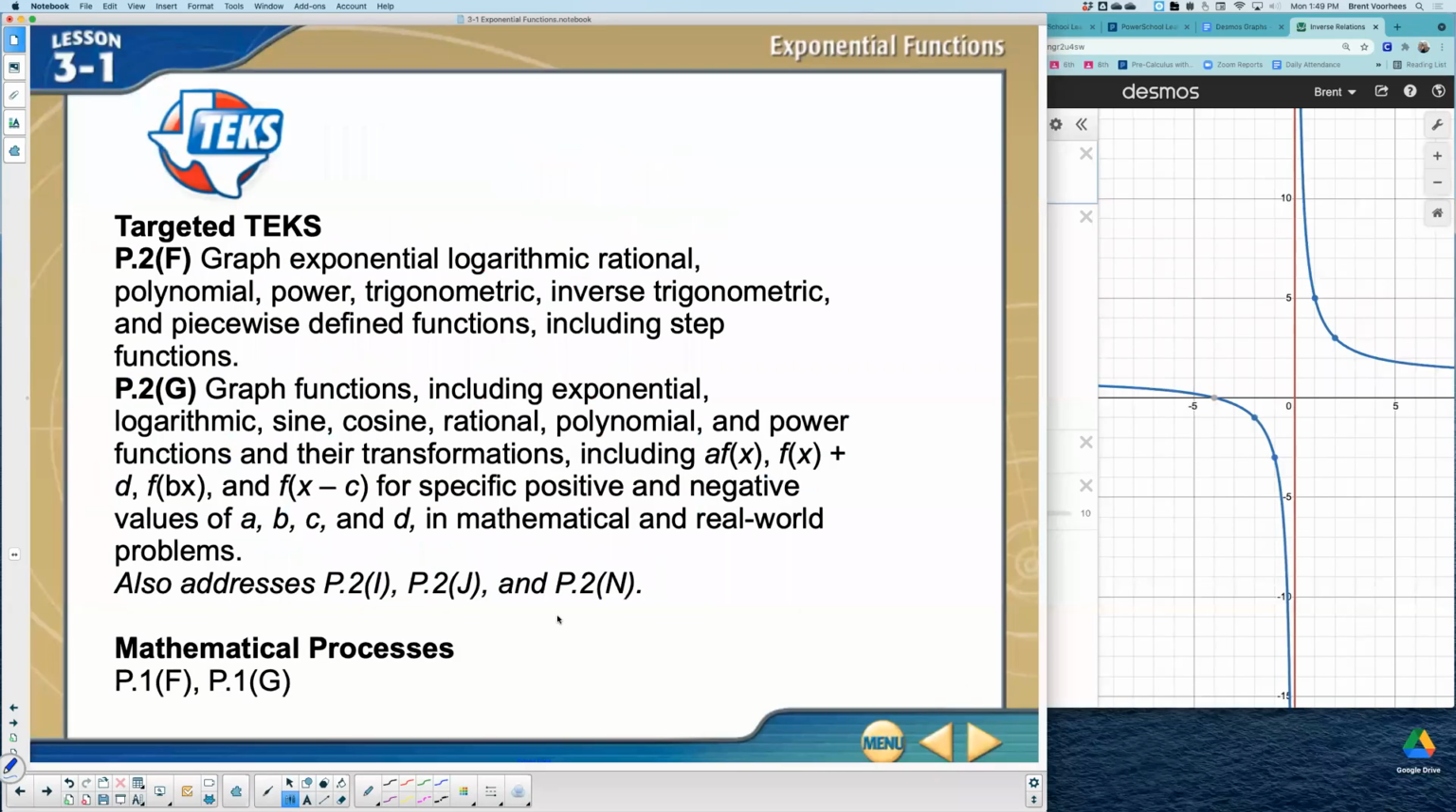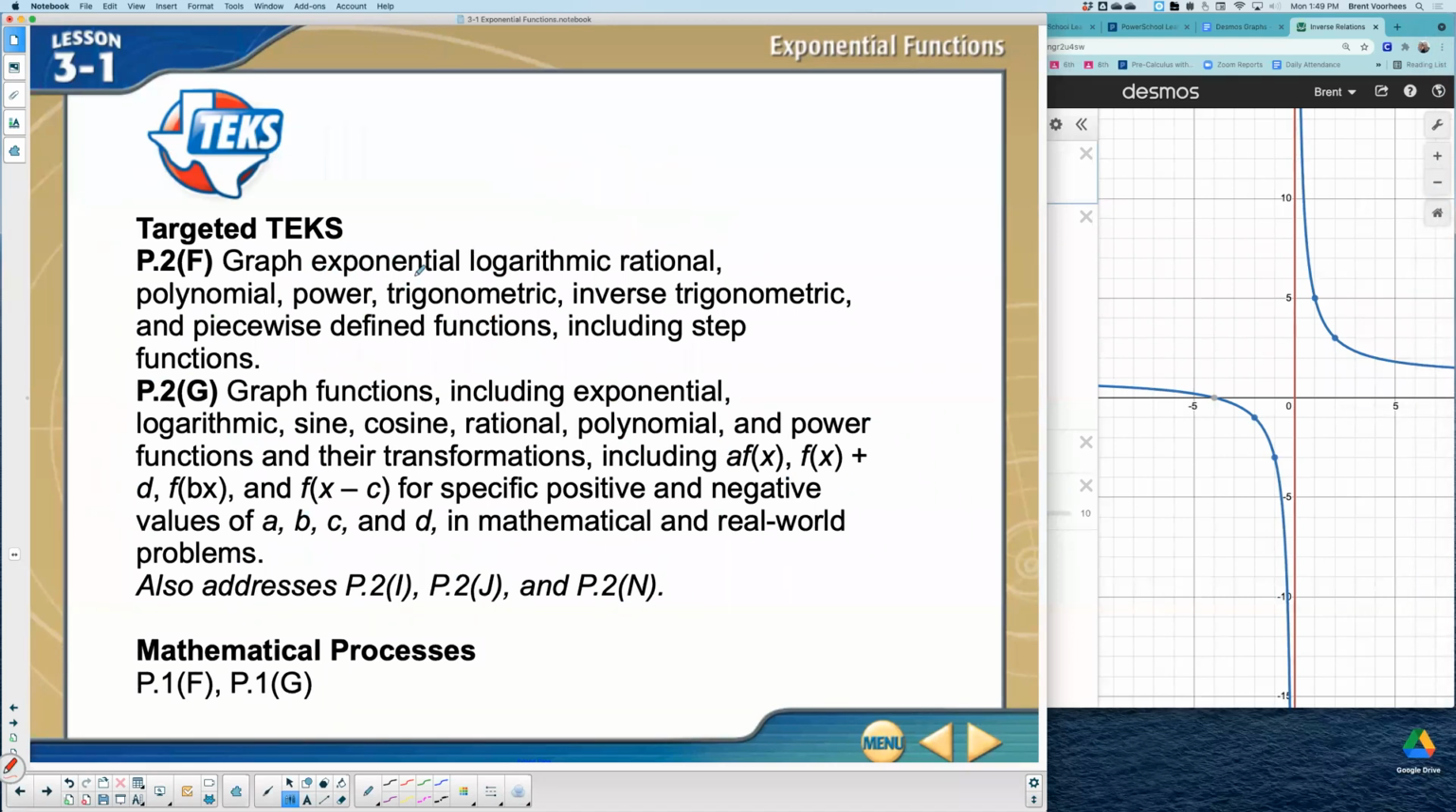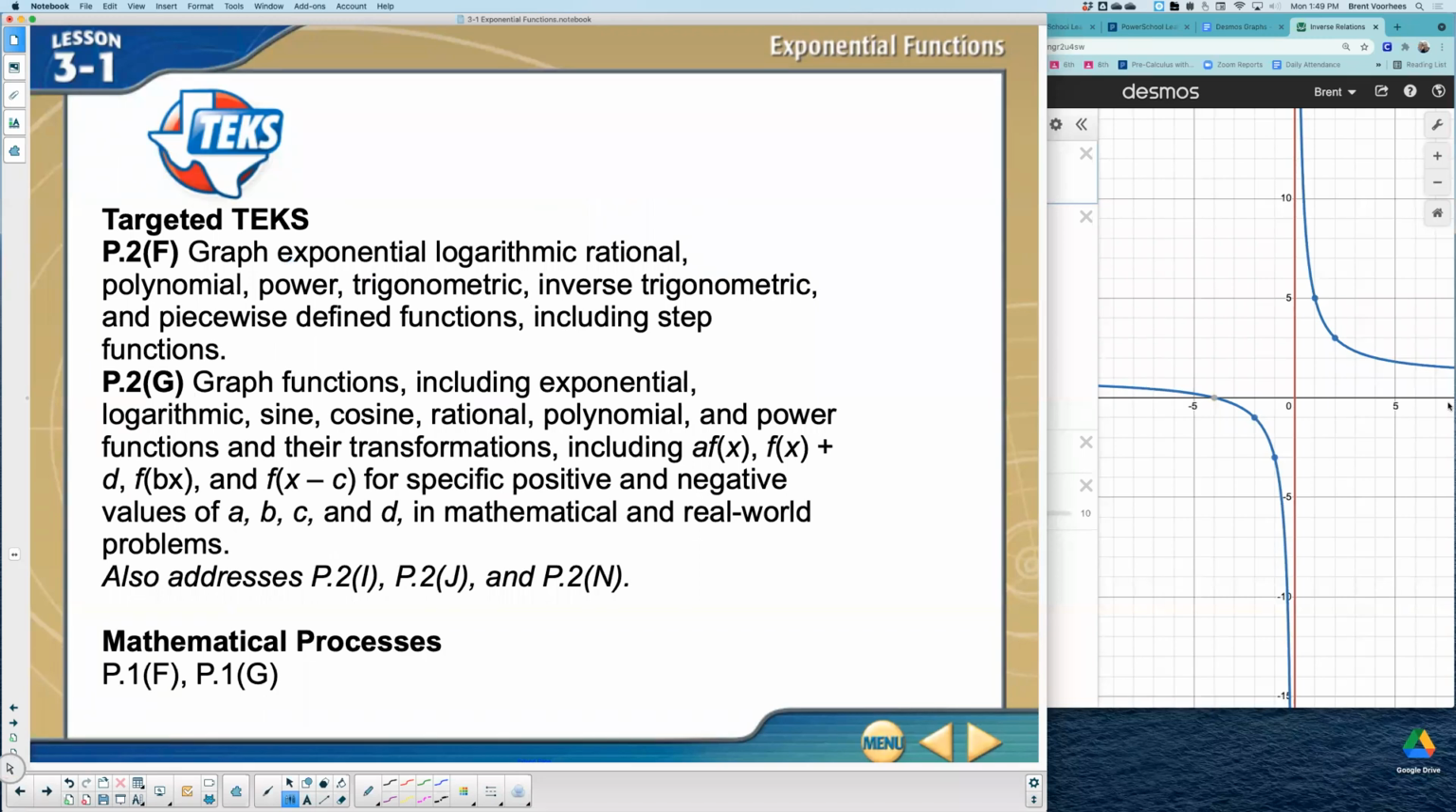Well, 3.1, let's get started. So 3.1 is all about this thing called exponential functions. I shouldn't say all about, because we're also going to talk about logarithmic. So exponential and logarithmic are what we're looking at today. Logarithmic starts next class, but exponential is what we're going to focus on today.